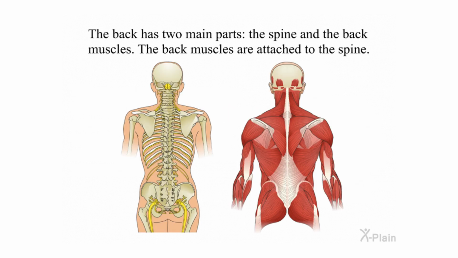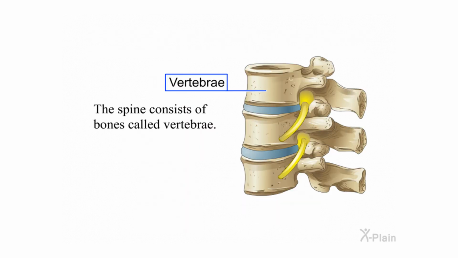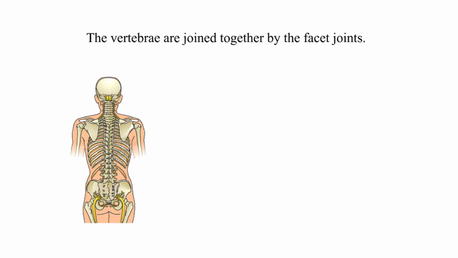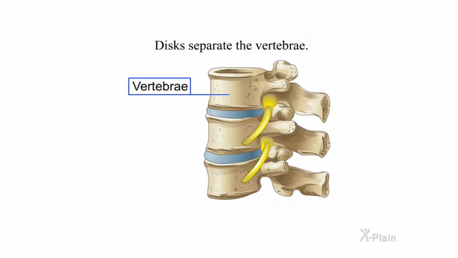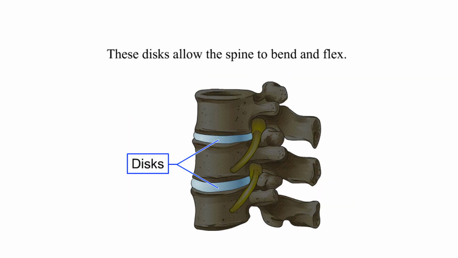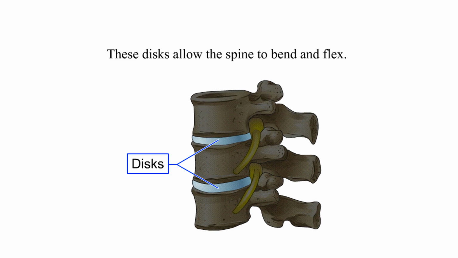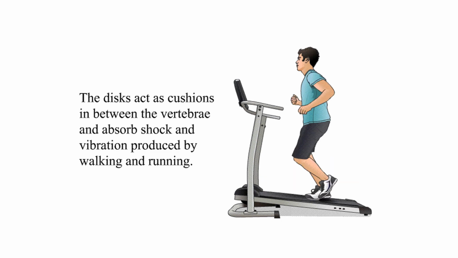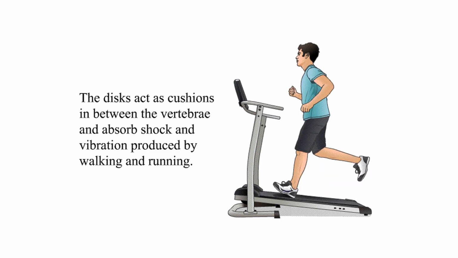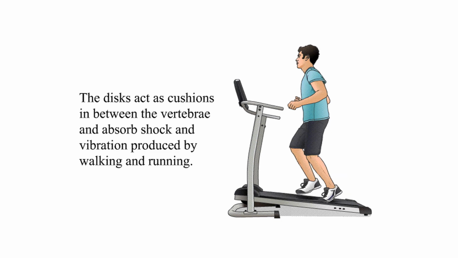Anatomy. The back has two main parts, the spine and the back muscles. The back muscles are attached to the spine. The spine consists of bones called vertebrae. The vertebrae are joined together by the facet joints. Discs separate the vertebrae. These discs allow the spine to bend and flex. The discs act as cushions in between the vertebrae and absorb shock and vibration produced by walking and running.